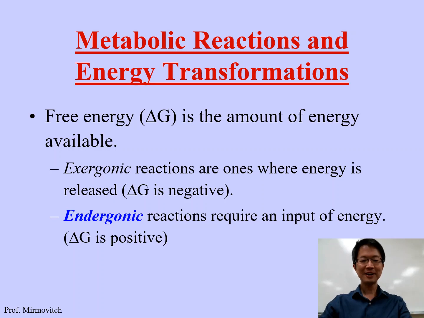For endergonic reaction, it requires input of energy. In other words, it will absorb energy. That means it is cold. Exergonic reaction is hot, endergonic reaction is cold. When that happens, delta G is positive. Remember the example I gave you from the last slide? What is the name of the endergonic reaction? Yes, reduction.